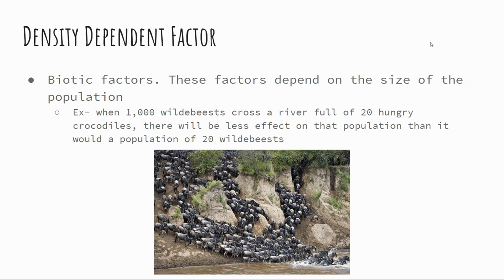Density-dependent factors are typically biotic factors, and these factors depend on the size of a population. Let's take the picture down here of the wildebeest as an example. If 1,000 wildebeest are going to cross a river full of 20 hungry crocodiles, there will be less of an effect on that population than if only 20 wildebeest cross the river with 20 hungry crocodiles. The smaller the number that crosses the river, the fewer will survive, and the larger the number that crosses, the more will survive.